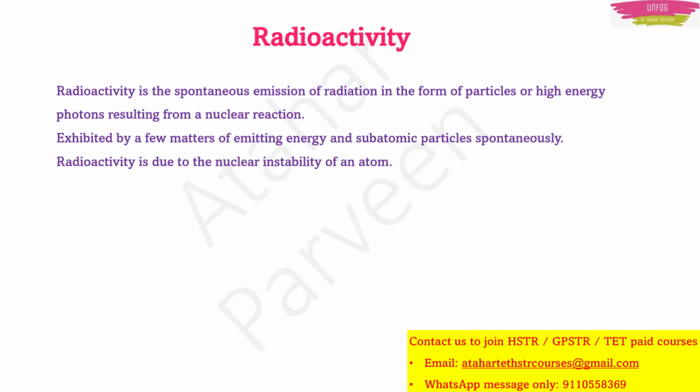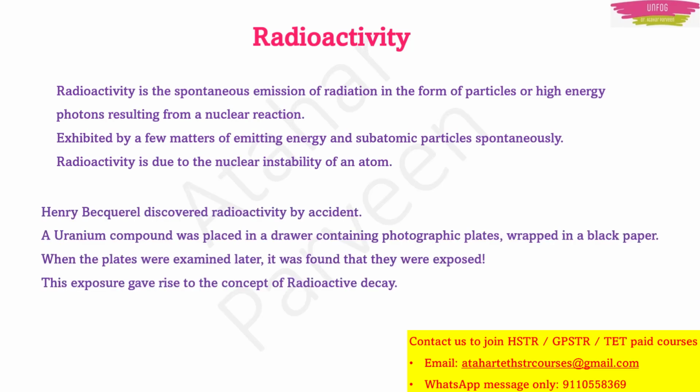First let us know this interesting fact, how this radioactivity was discovered. Actually, a scientist named Henry Becquerel discovered radioactivity by accident. Intentionally he did not discover it, it was by accident. He was doing something and he landed up finding radioactivity. What happened was this compound of uranium was placed in a drawer containing photographic plates. They wrapped it in a black paper and kept it in that drawer. In that drawer only photographic plates were there.